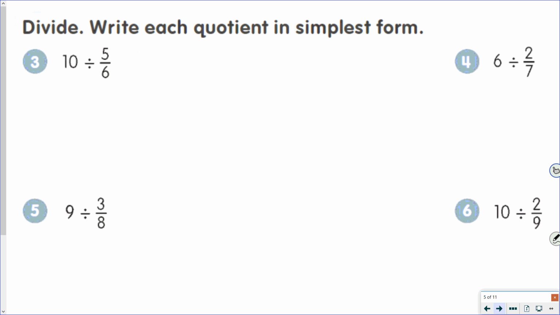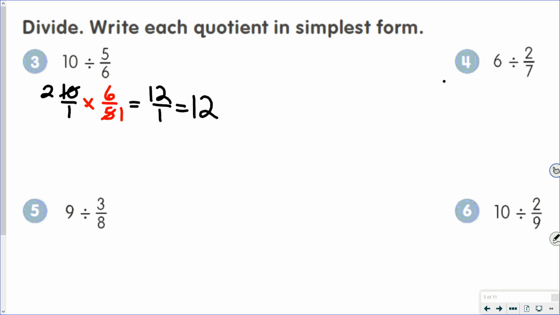10 divided by 5/6. Keep, times, turn. 5 becomes 1. 10 becomes 2 because we're dividing both of those by 5. That gives us 12/1, which is 12.